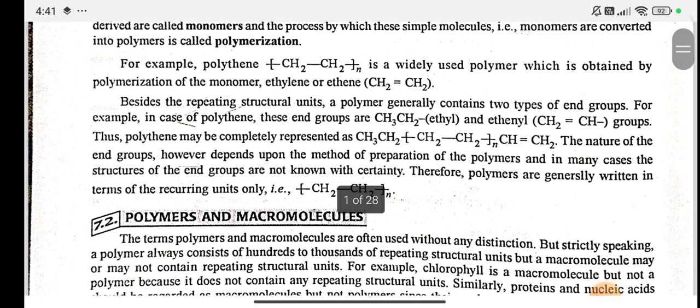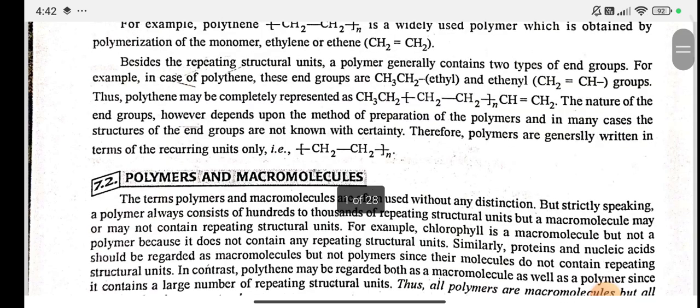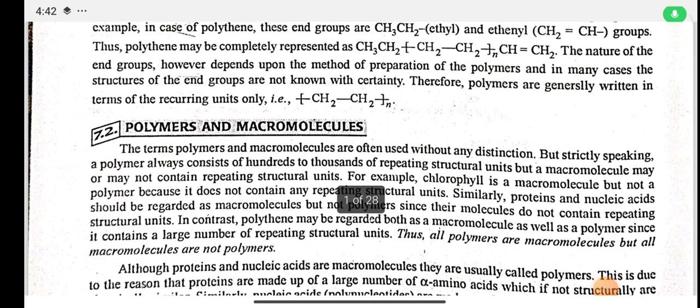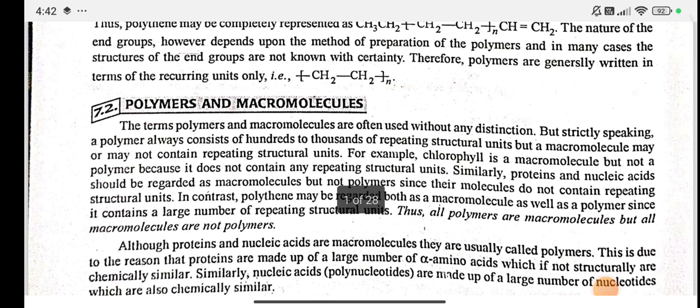Thus, the polythene may be completely represented as CH3CH2, having a repeating unit in the middle, (CH2-CH2)n, and on the right side CH=CH2. The nature of the end groups, however, depends upon the method of preparation of polymers, and in many cases, the structure of end groups is not known with certainty. Therefore, polymers are generally written in terms of recurring units only.